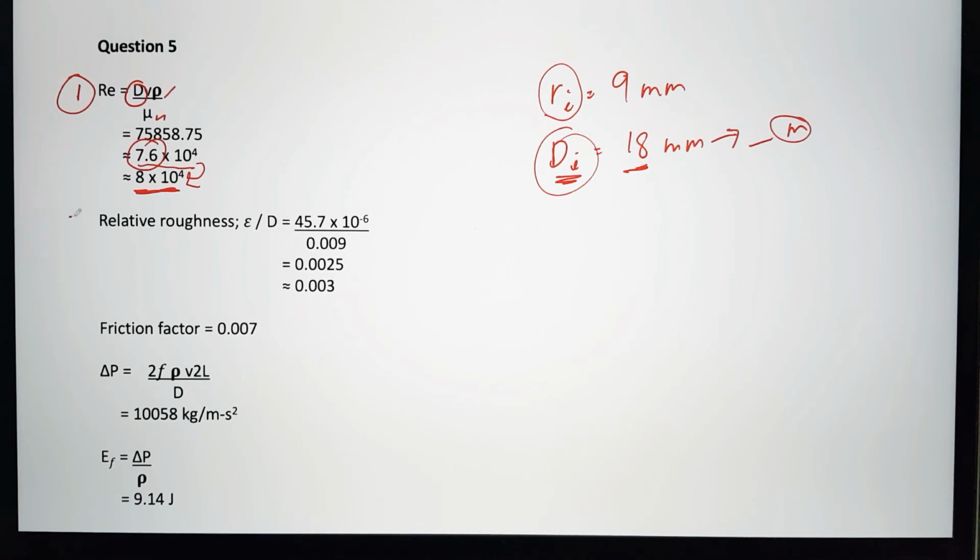Okay, and then followed by the second step, relative roughness, the same thing. Alright, so this one is supposed to be 0.018, not 0.09. Okay, this particular value you need to make sure that it is being corrected to become 0.018. Okay, so the value after you have calculated, you will get around 0.0025, round it off to become 0.003 because this one is to ease you.